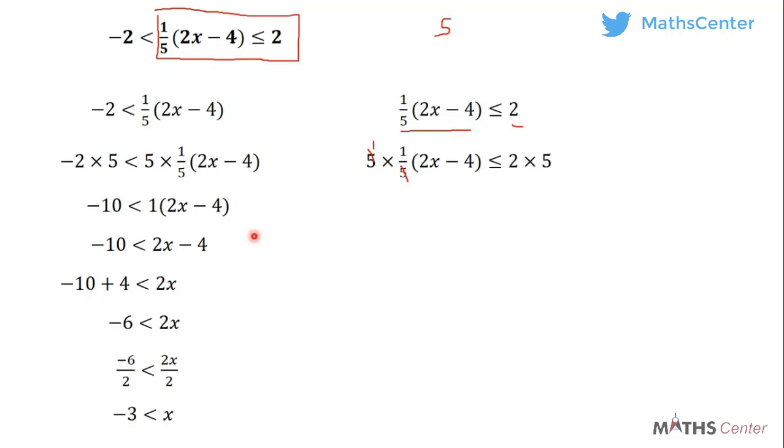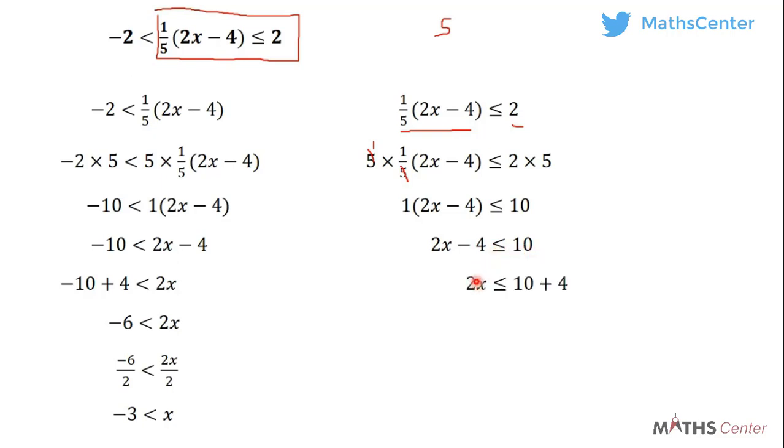This is going to give us 1 times 1, which is 1, into bracket 2x minus 4, then close the brackets, is less than or equal to 2 times 5, which is 10. 1 times 2x will give us 2x, 1 times minus 4 will give us minus 4, is less than or equal to 10. We group like terms and simplify.